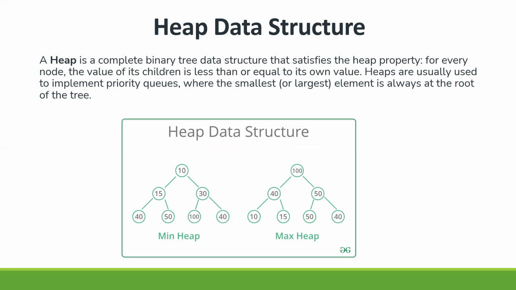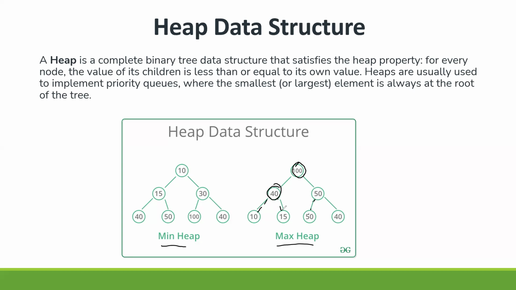A heap is a complete binary tree data structure that satisfies the heap property. For every node, the value of the children is less than or equal to its own value. Like this, you can see here the heap data structure is the max heap. This is the min heap they have given. So here the parent has to be the maximum value compared to this one, and the children have to be less than or equal to it. And just you can see 40 here, it will be the minimum value.